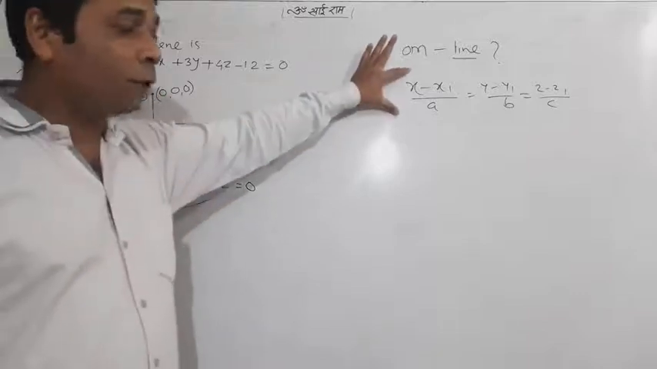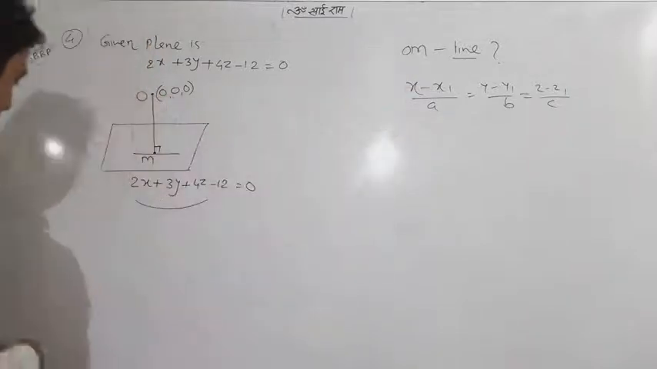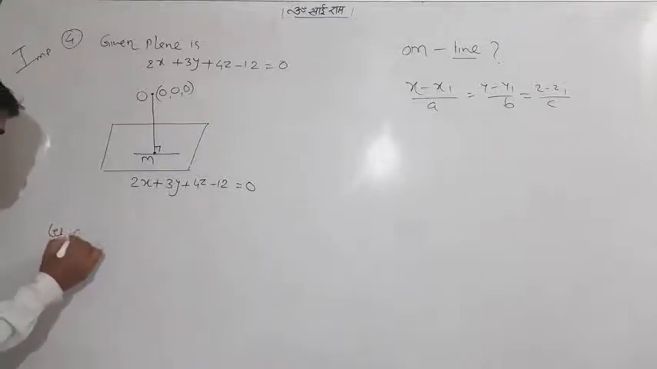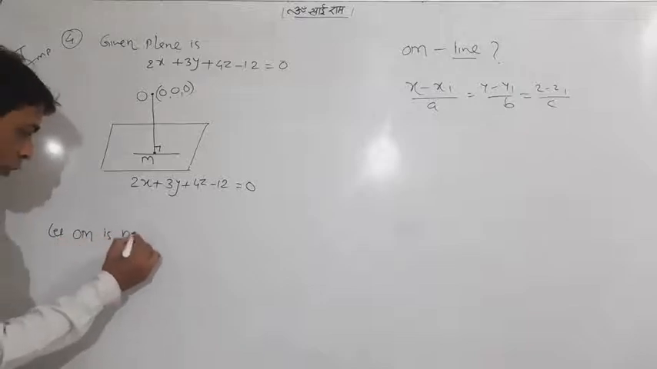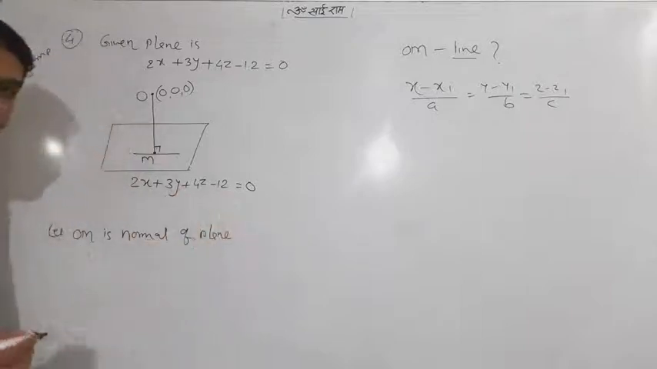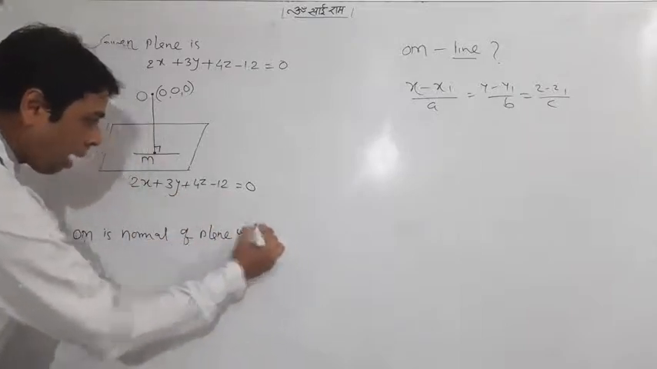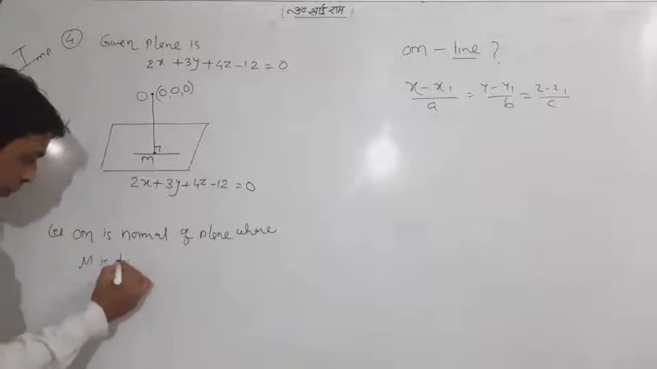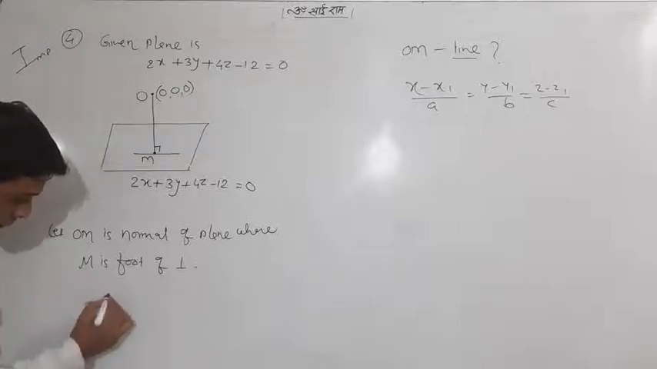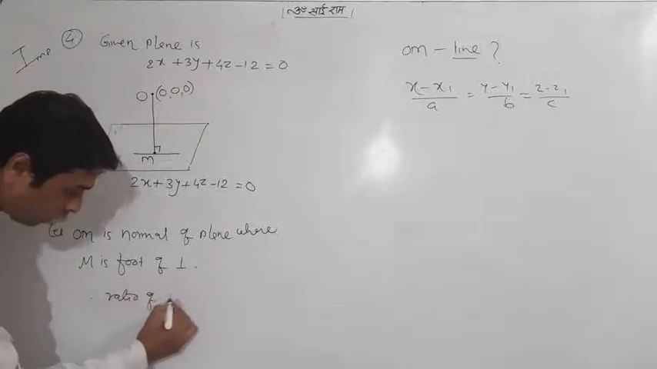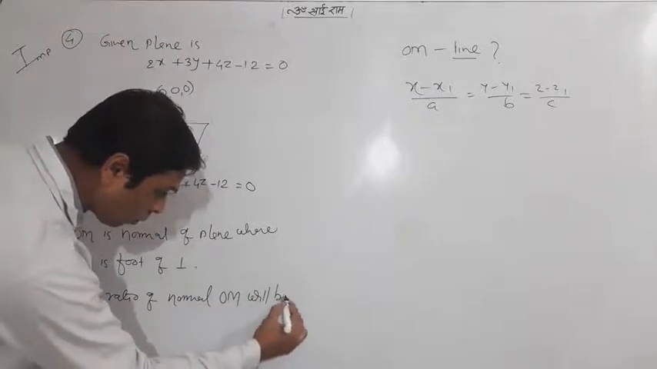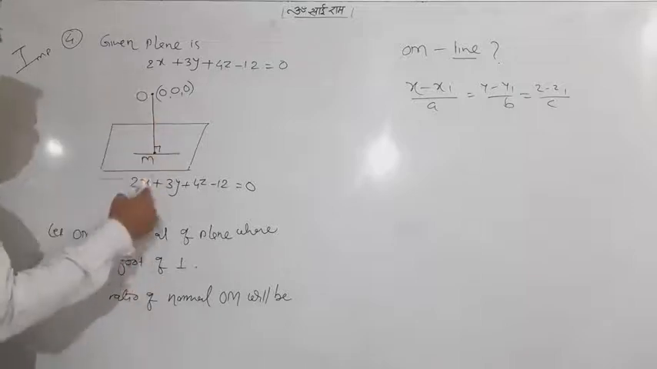So can we find the equation of OM? Yes, by this formula. I will write something here. Let OM be a normal of the plane, where M is the foot of perpendicular. Therefore, the ratios of normal OM will be 2, 3, 4.